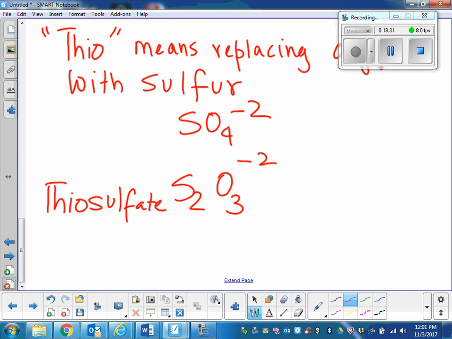Thio means sulfur-containing compound. Alright? Thio means sulfur-containing compound. Okay.